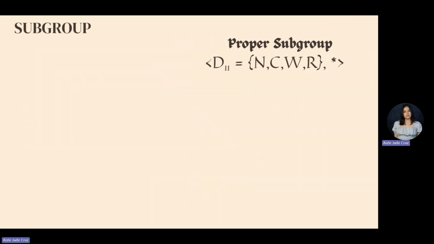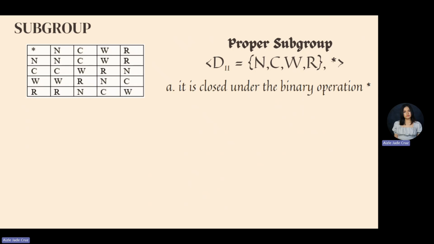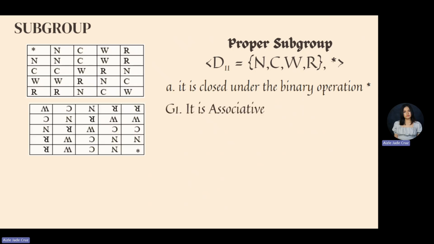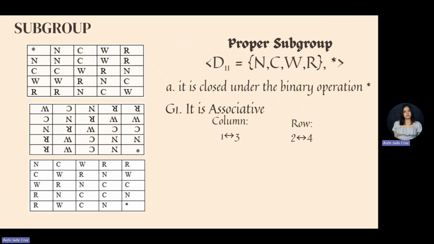The next is G sub 11 consisting of the elements n, C, W, R under the binary operation star. So it is closed under the binary operation star. G sub 1, it is associative because if we rotate the table and interchange the columns and rows, so for the columns, interchange columns 1 and 3, and for the rows, interchange rows 2 and 4. Therefore, after performing that, the structure will be the same as the original table. Therefore, it is associative. Then G sub 2, there is an identity element which is n.